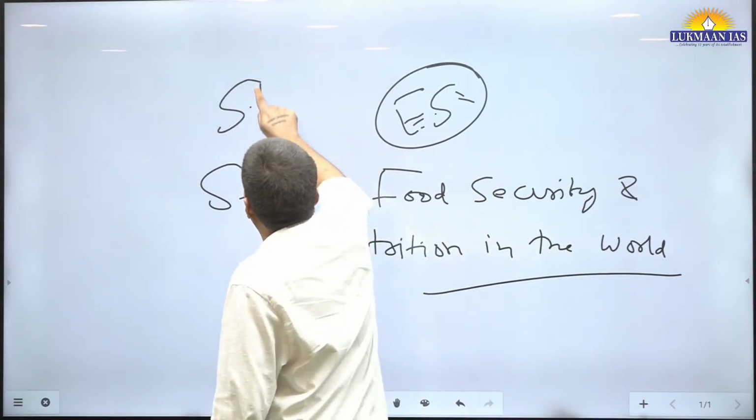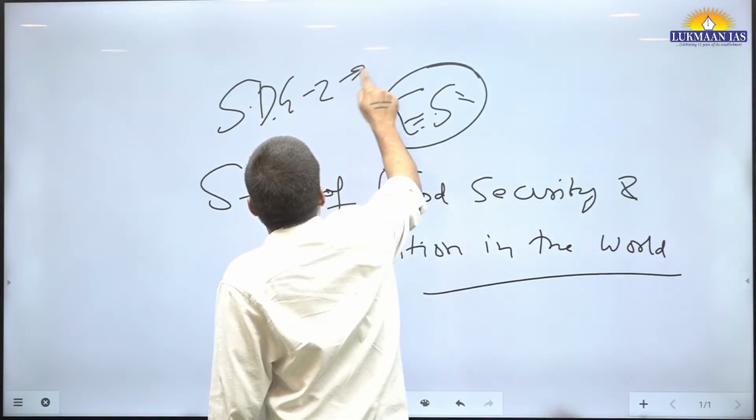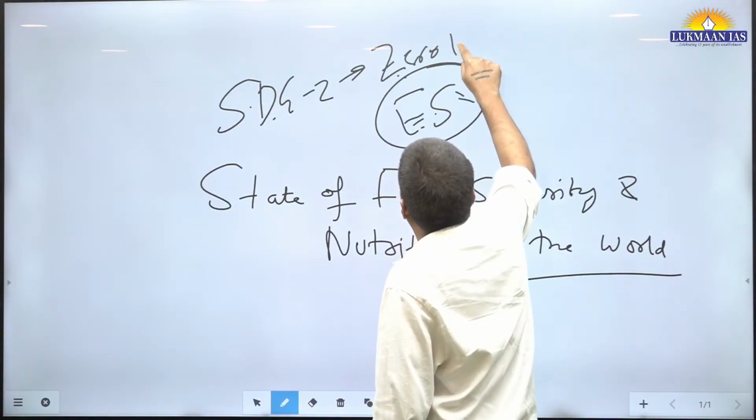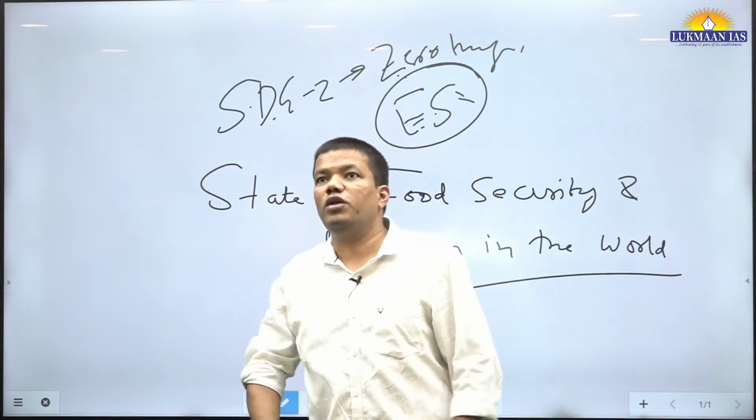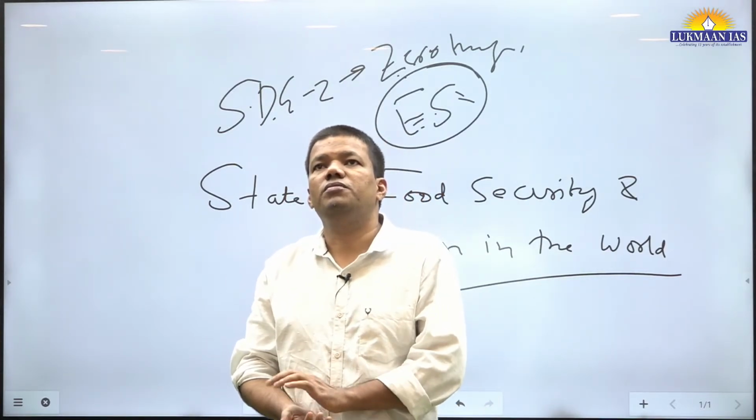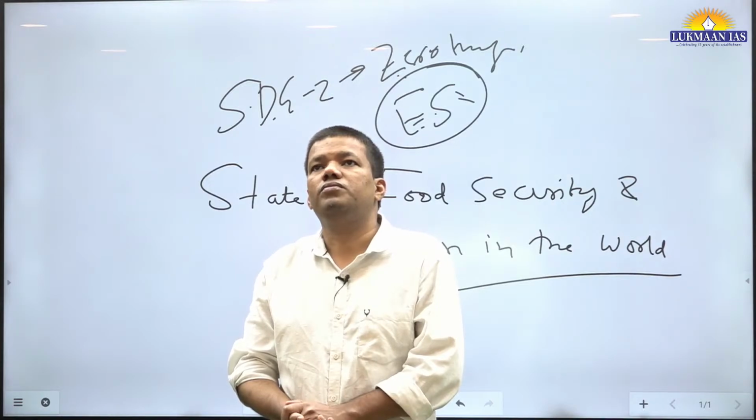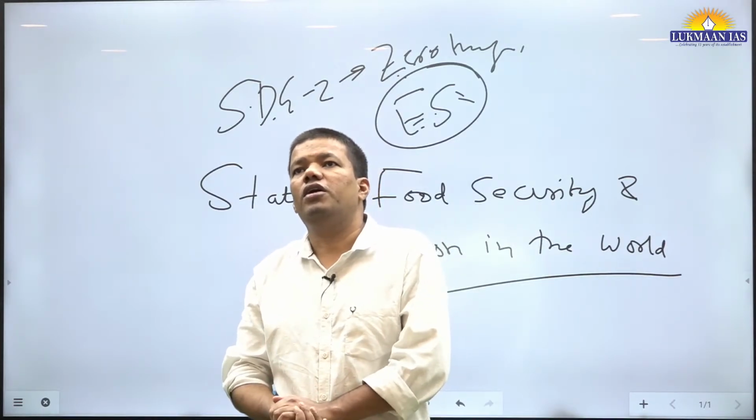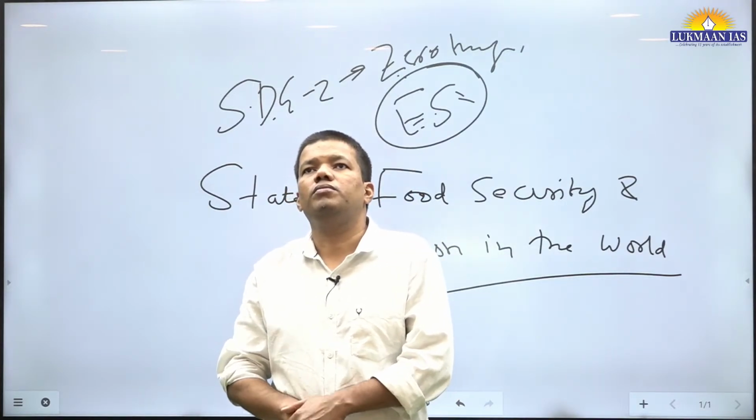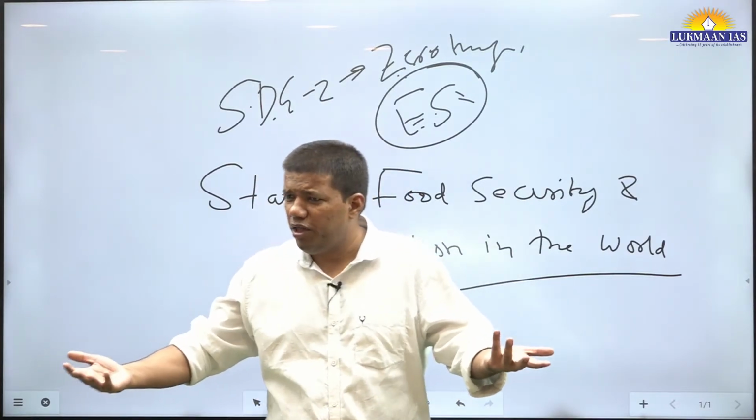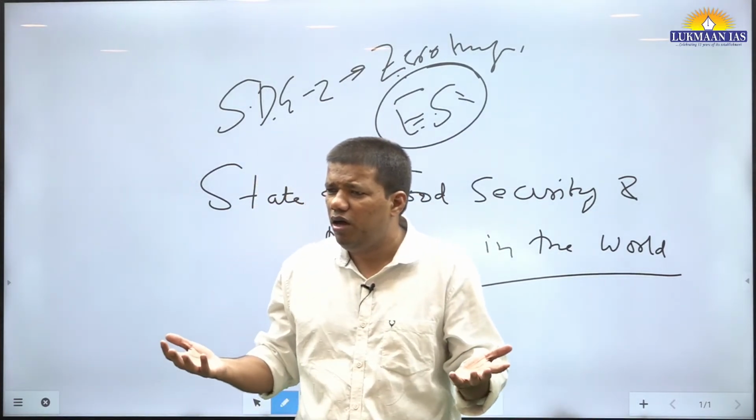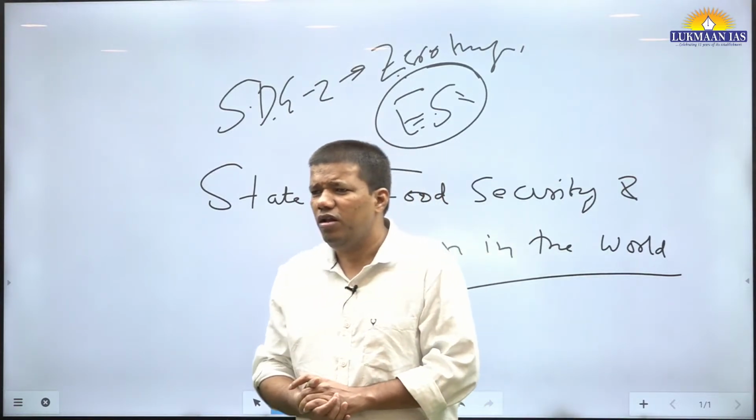SDG 2 talks about zero hunger, right? Zero hunger. Any idea क्या हो रहा है progress? Pranjal, Satish, Vijay, Karthik, you want to say something? Any idea? You see, at least just think what is happening. Hunger is reducing or rising. What about how many hungry people in this world?